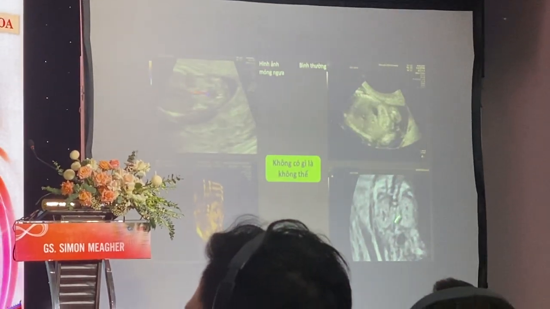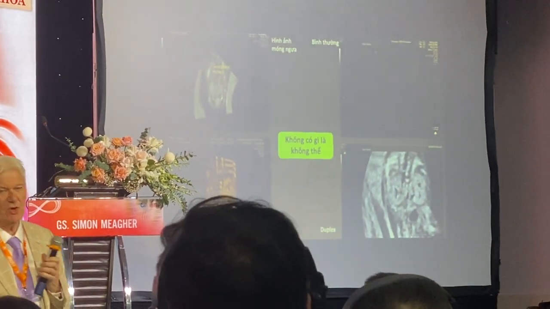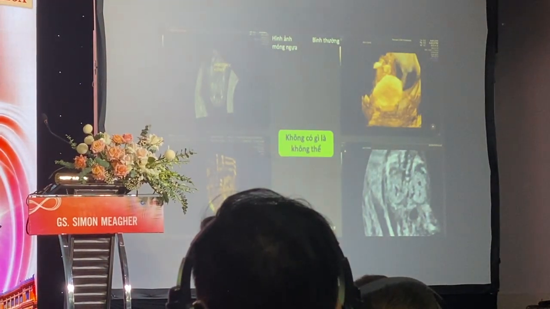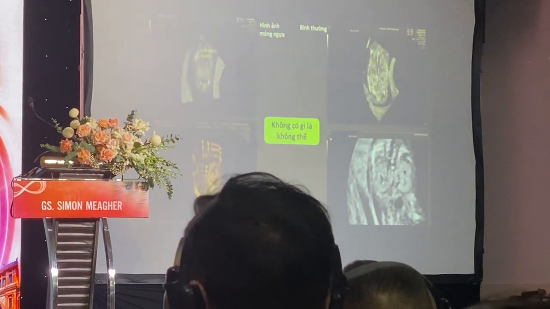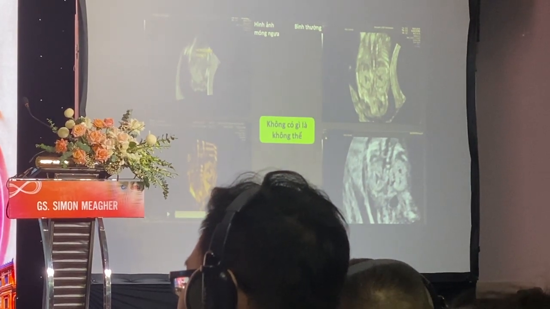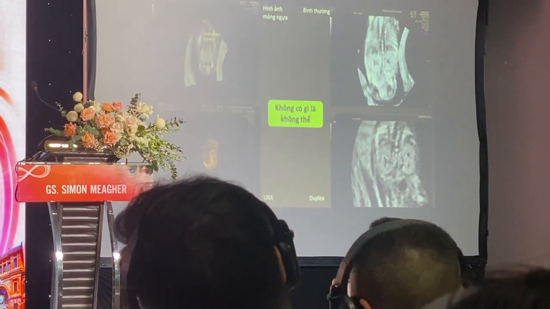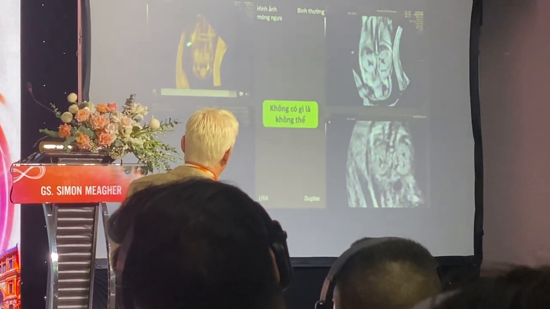In this case, in the bottom right-hand corner, you see there's a duplex system. Now, I don't worry about a duplex system if that's the only problem. But if the baby has a duplex system and an aberrant subclavian artery or some other marker, then I will offer invasive genetic testing.